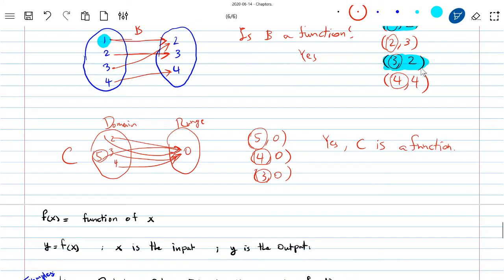Normally we say these are the y values and this is the x value, so they say y is a function of x.